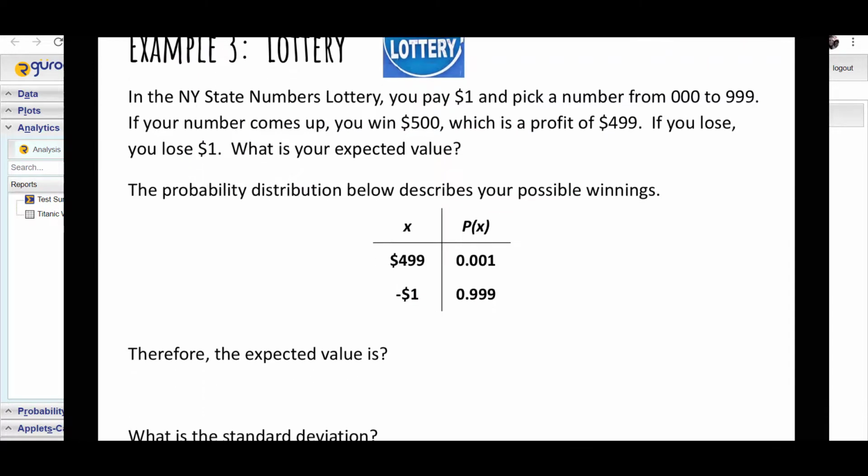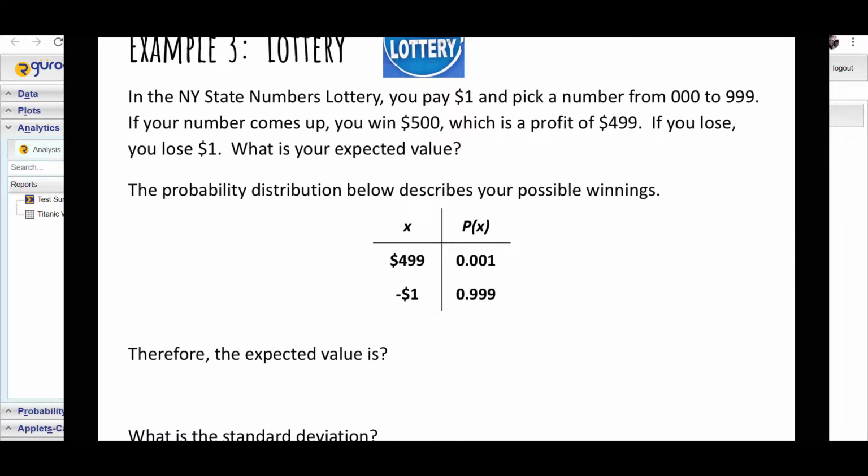And they've been really nice here, and they've let us know that if you win $500, you have to pay $1 first. So really, you're only winning $499, right? Because you paid $1 first to play. You do get your $1 back, but that means you only win $499, if that makes sense. And so the probability of winning that is only 0.001, so less than a 1% chance. Or you could lose $1. So that'd be -1, and the probability of that is 0.999.